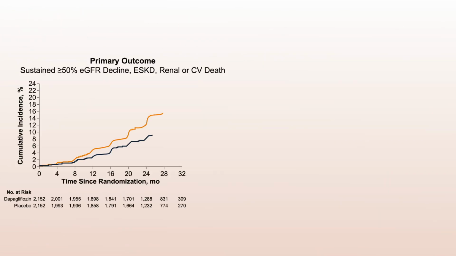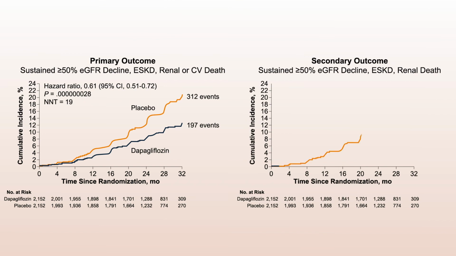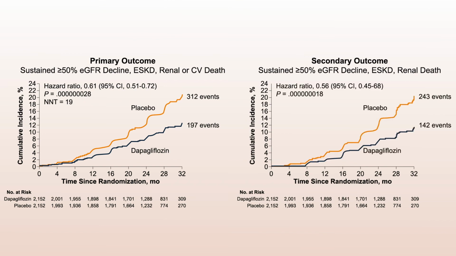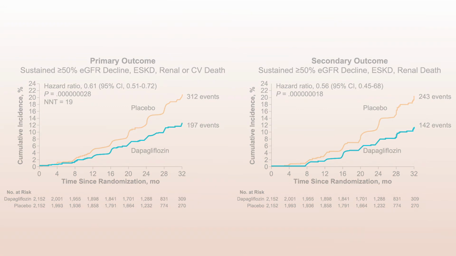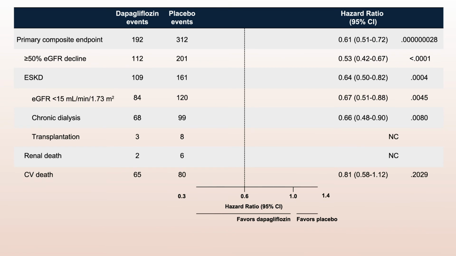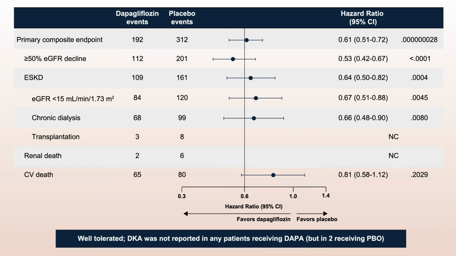DAPA-CKD was the first study to show positive data for an SGLT2 inhibitor in a broad CKD population with and without type 2 diabetes. Primary and secondary composite outcomes showed a sustained greater than or equal to 50% reduction in eGFR, end-stage kidney disease, and/or cardiovascular or renal death in patients receiving dapagliflozin. The study also showed prolonged survival and reduced risk of worsening kidney function or death from cardiovascular or kidney disease with dapagliflozin among patients with chronic kidney disease with or without type 2 diabetes. Dapagliflozin was well tolerated in keeping with its established safety profile.